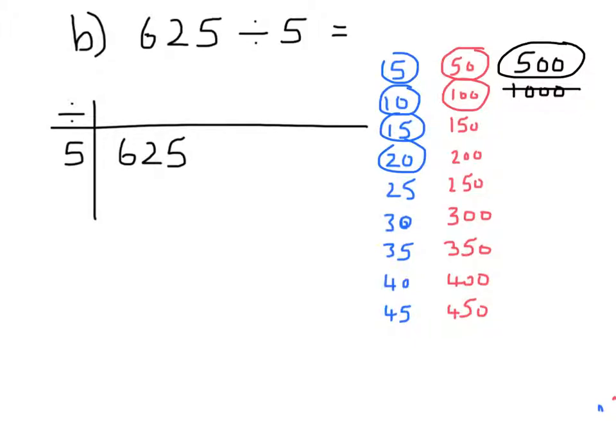Interestingly enough, 200 piles of 5 would be 1,000. So the answer is somewhere bigger than 100, but smaller than 200. So 500 add 50 would be 550. 500 add 100 would be 600. 500 add 150 would be 650. So the number I'm looking for is actually 100. So that makes 600. And my final number would be 25.